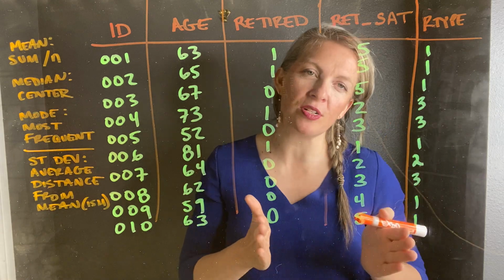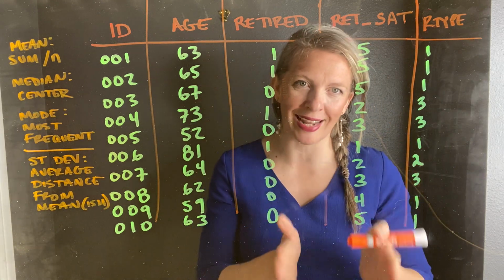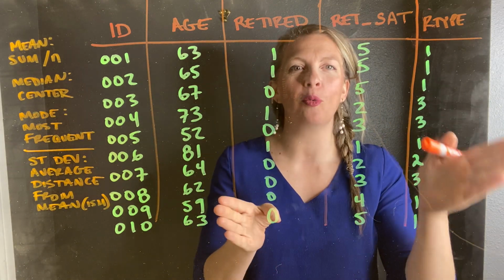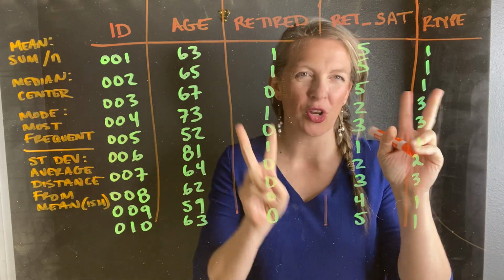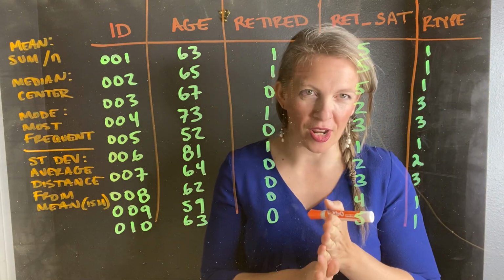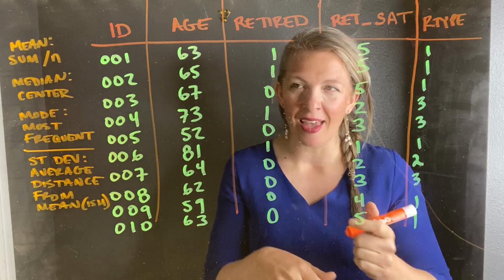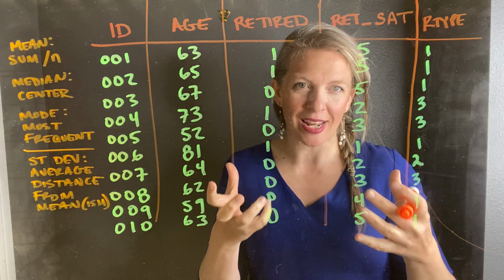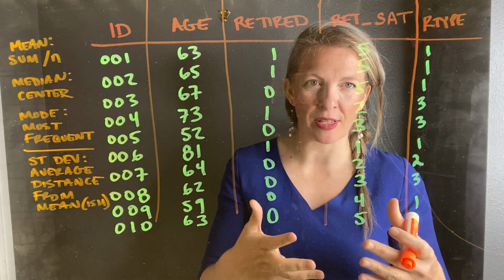So the first way we're going to do that is through measures of central tendency. In other words, we want to know where the middle is. What's normal? What is average? What is most common? And so measures of central tendency answer those sorts of questions.